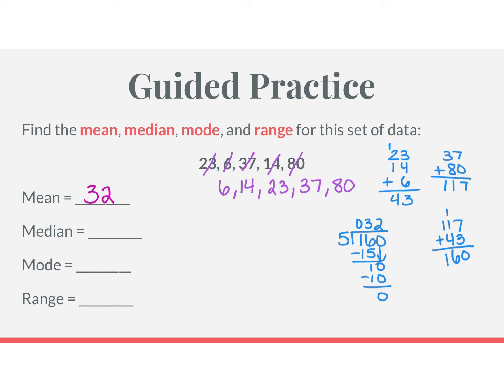To solve for the median, we need to find the number in the middle of the data set. 23 is in the middle of this data set, so 23 would be our median. To solve for the mode, we need to look and see if there are any repeated numbers. There are no repeated numbers in this data set, so there would be no mode.